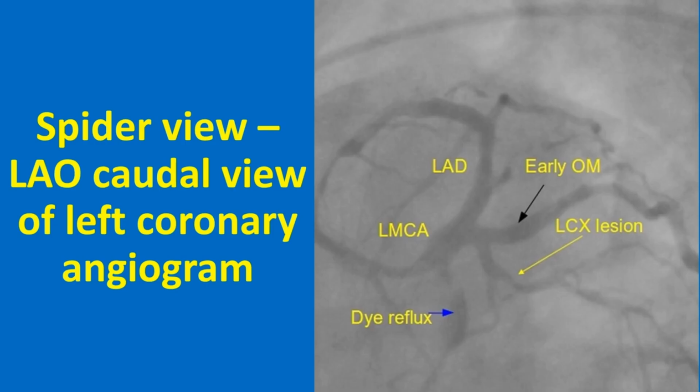LMCA, left main coronary artery. LCX, left circumflex coronary artery. Lesion in LCX marked by yellow arrow. LAD, left anterior descending coronary artery. Early OM, early obtuse marginal branch of the LCX. From the LMCA bifurcation, LAD is seen towards the catheter side and LCX towards the opposite side in this view. Dye or contrast reflux into the aorta from the LMCA is seen. Absence of dye reflux would mean left main ostial disease or rarely spasm.